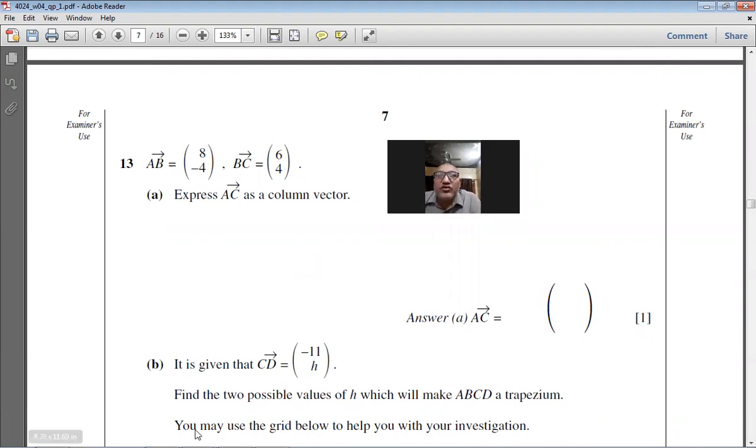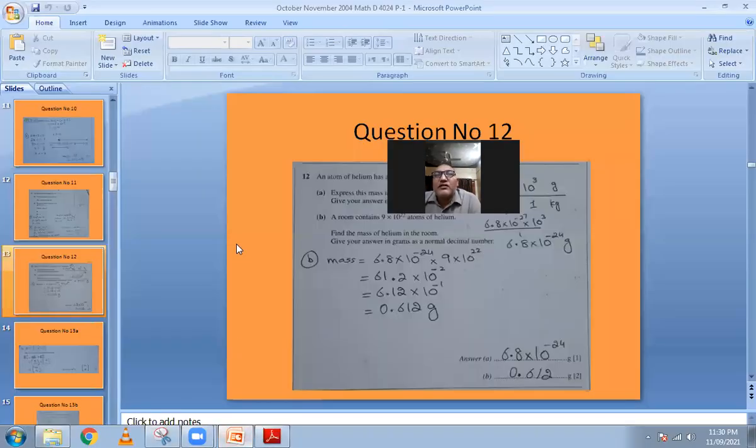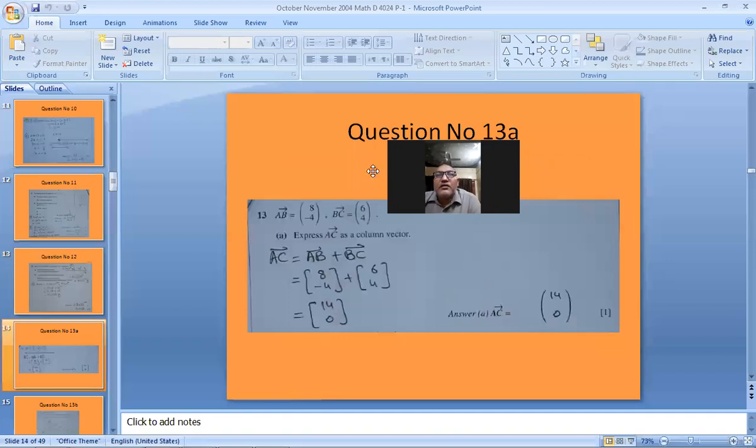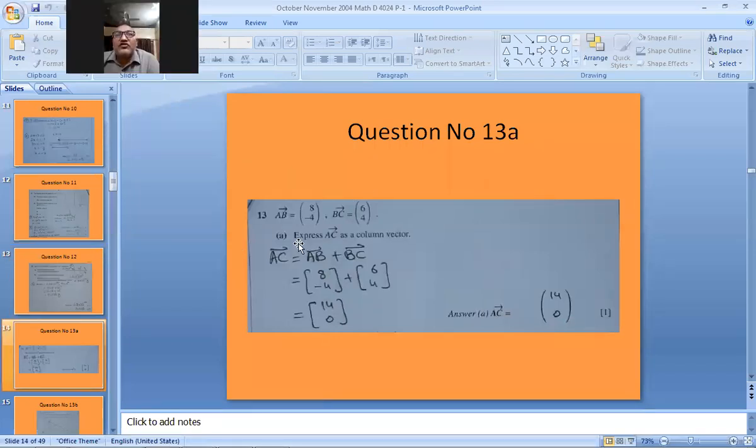Let me show you my answer. So here we go. You have to express AC as a column vector. AC is equal to AB plus BC. AB is (8, -4) and BC is (6, 4). So you will have 14 and 0. So this will be the column vector representing AC: (14, 0). Okay.